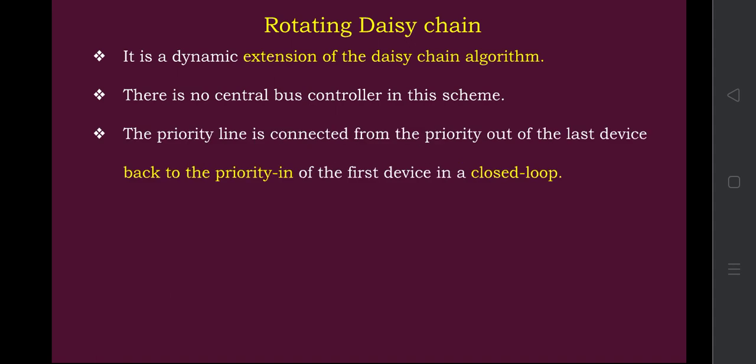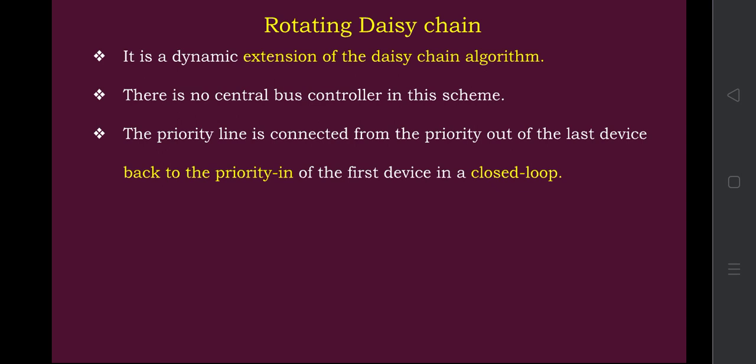The priority line is connected from the priority out of the last device back to the priority in of the first device in a closed loop. We have seen in the static algorithm, the first PO is connected to the next PI. That means the priority out signal of the highest priority arbiter will be passed to the second priority in. Likewise, the second priority out will be passed to the third priority in. Likewise, the chain goes. Now here the extension, the difference, is only in connecting the priority in.